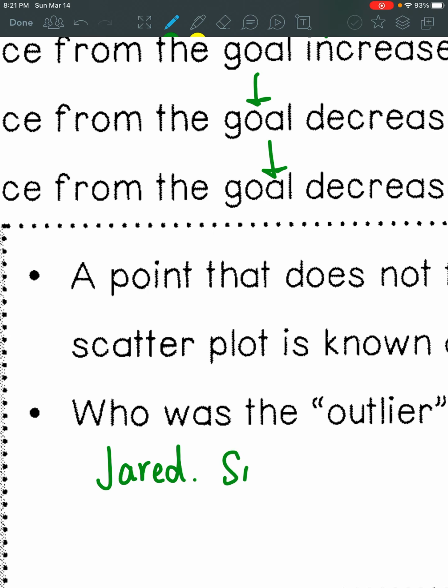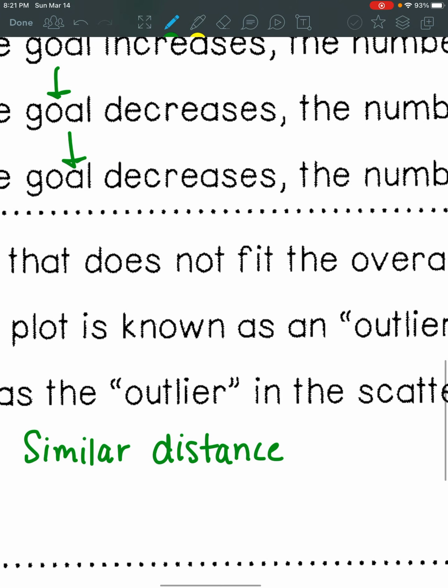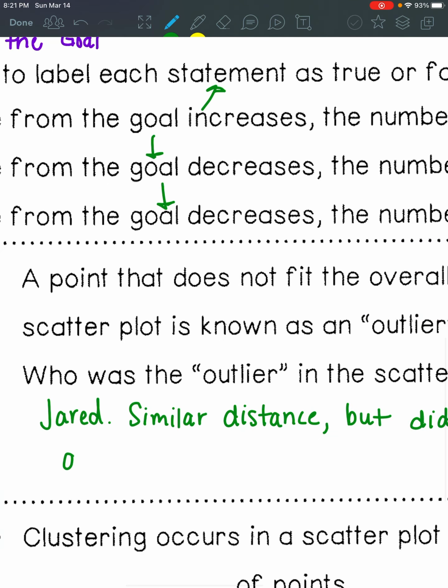Jared was the outlier. He had a similar distance to some of the other points. He just didn't make as many baskets as the others. So similar distance, but didn't make as many shots.